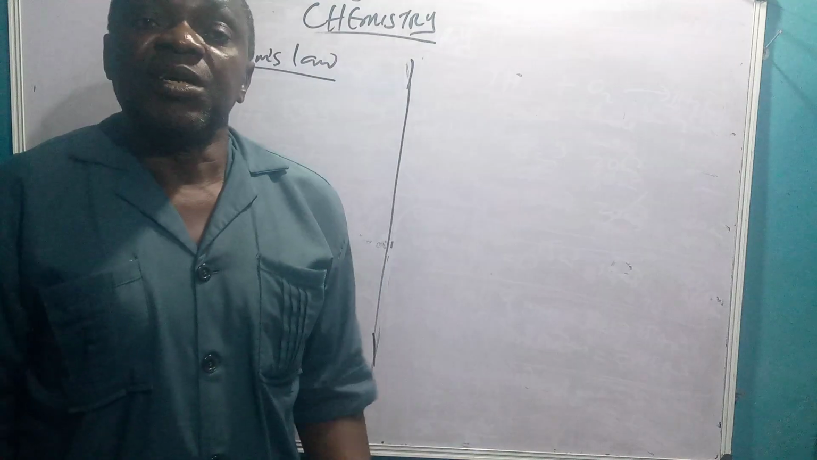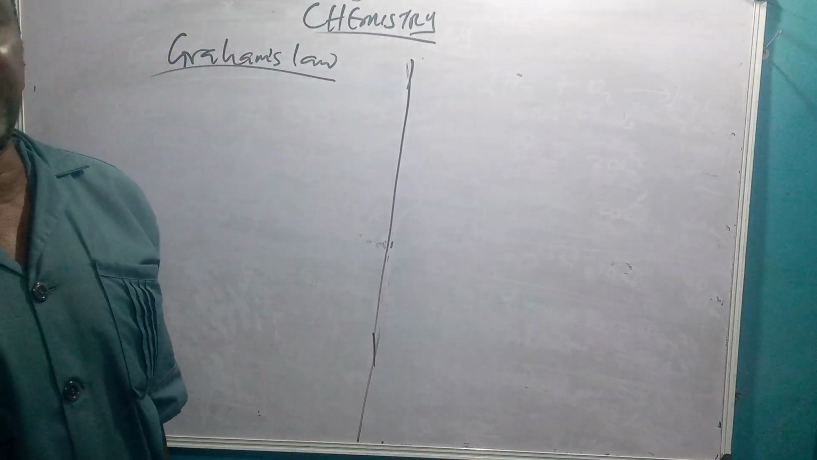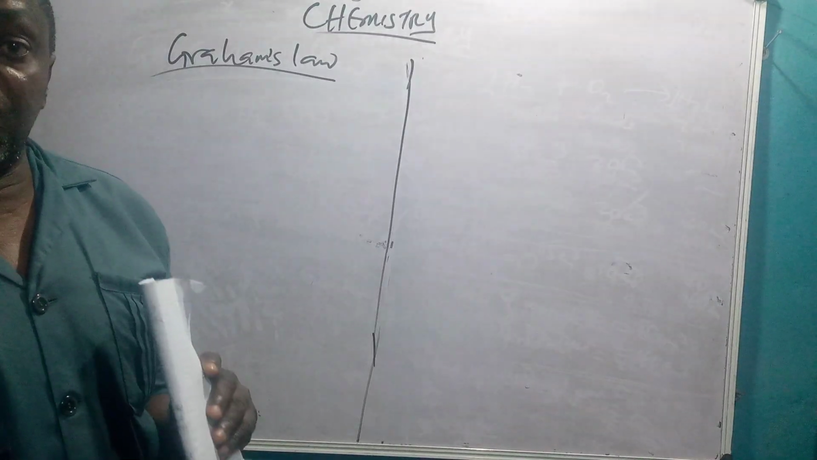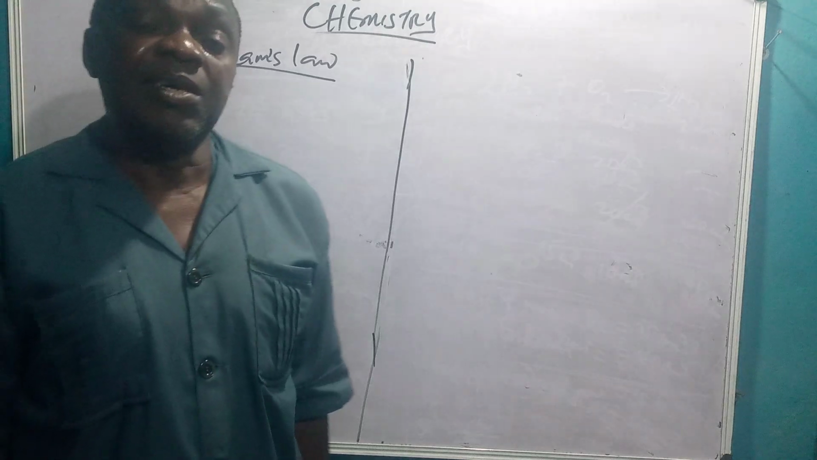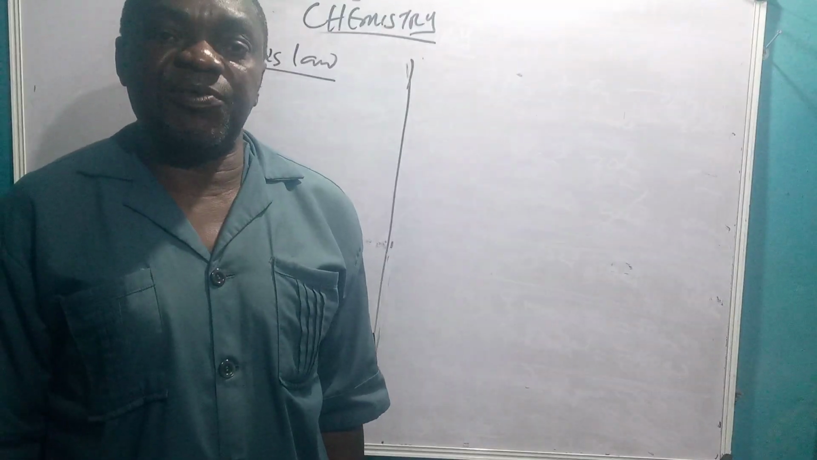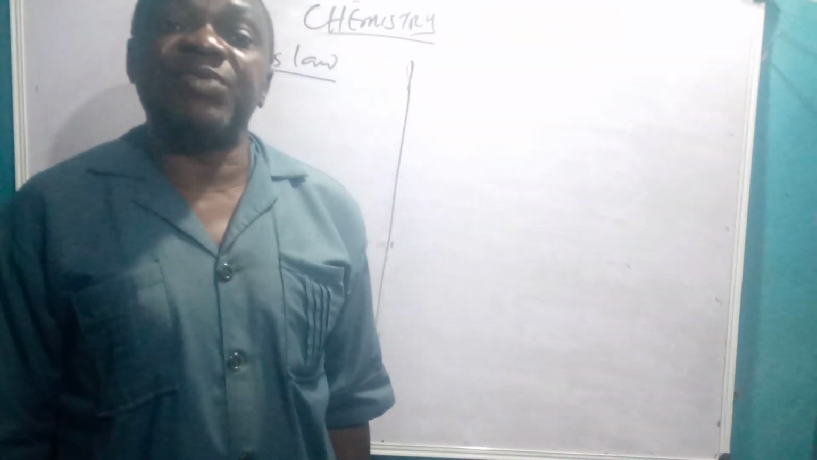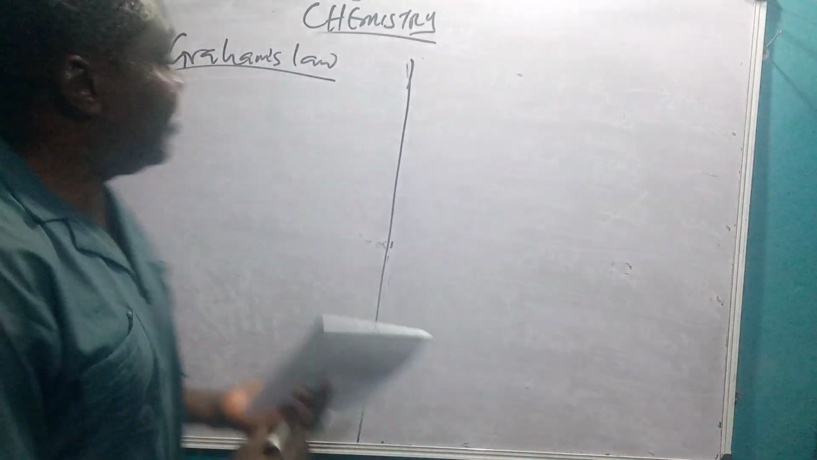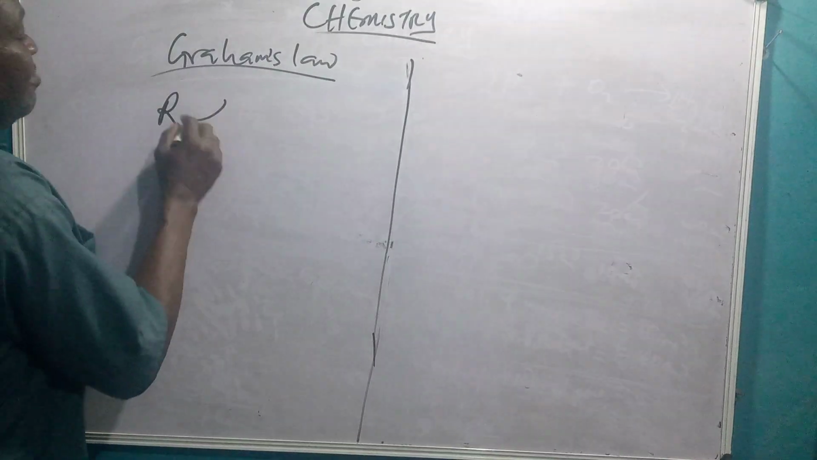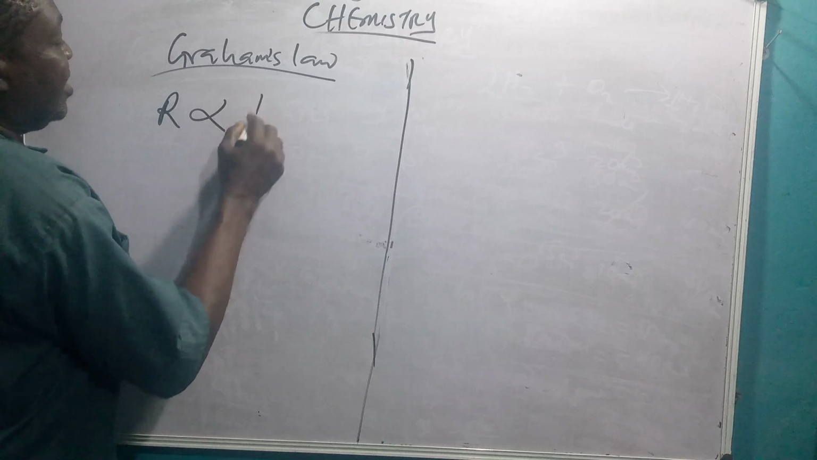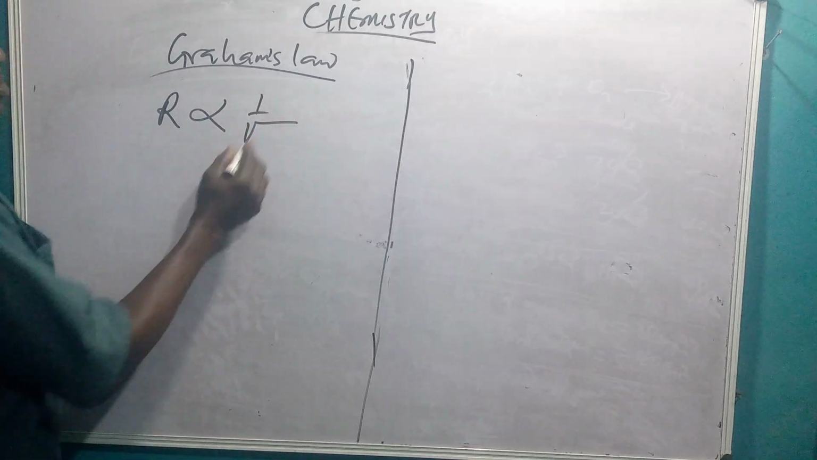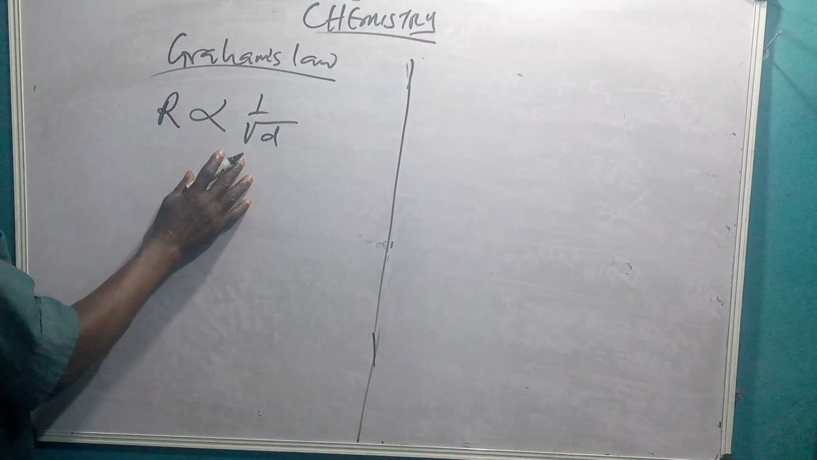What does Graham's law of gaseous diffusion state? Just like the other laws, we talk about the chemical property of gases, but Graham's law talks about the physical property of gases. The law states that the rate of diffusion of any gas is inversely proportional to the square root of its density.